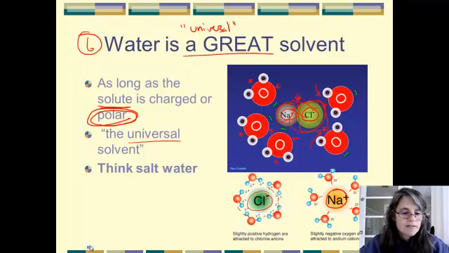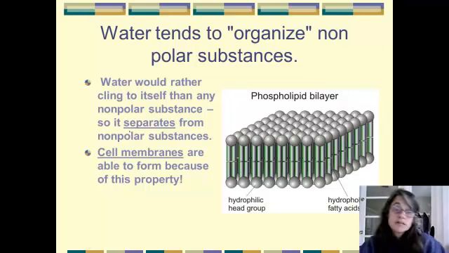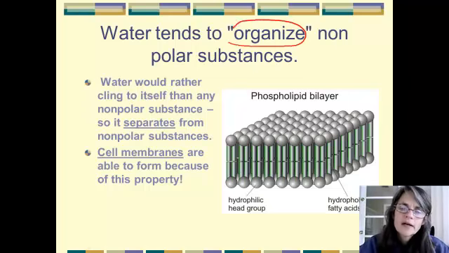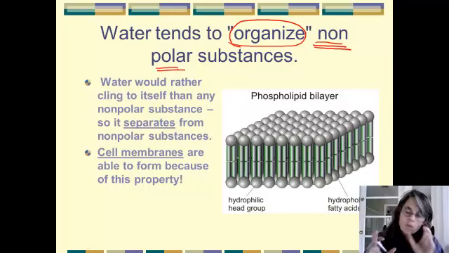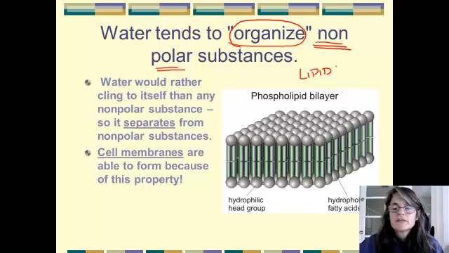Okay? And that brings us to our last important property of water, which is that water tends to organize non-polar substances. Meaning, if you've got some stuff that's not polar, it's like having wood next to a magnet. They're not interested in each other. If you've got wood and a magnet, and you throw them all together, the magnets want to play with each other. They're not interested in the wood, and the wood's not interested in them. Same goes for water with non-polar substances, like lipids. Another way of thinking of lipids is fats and oils.